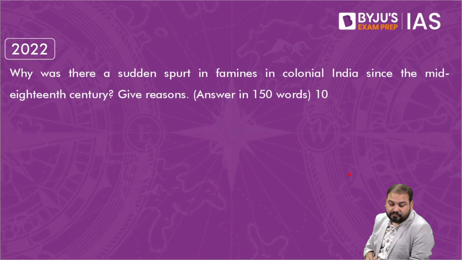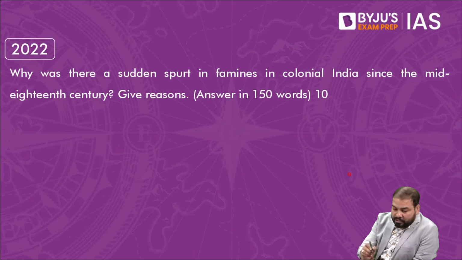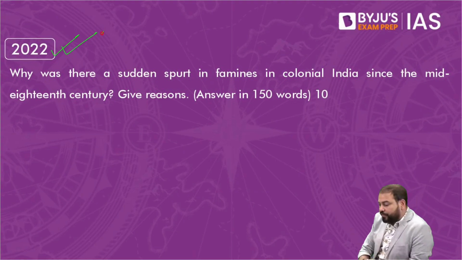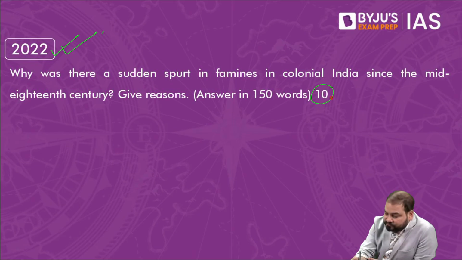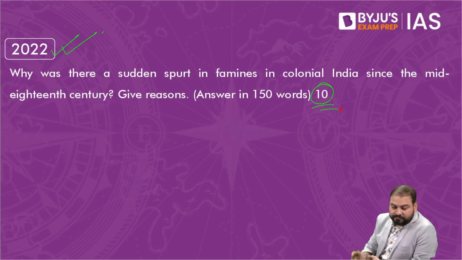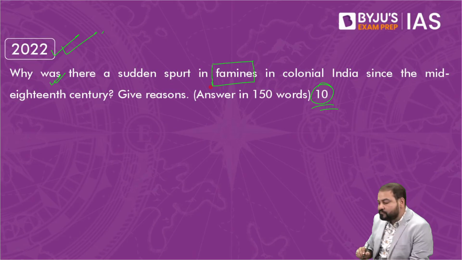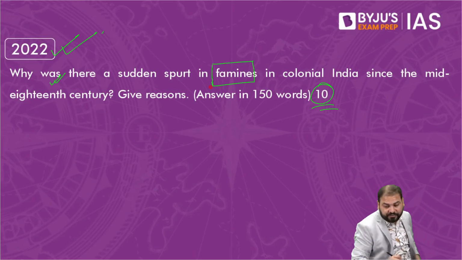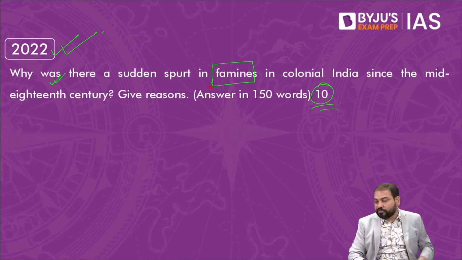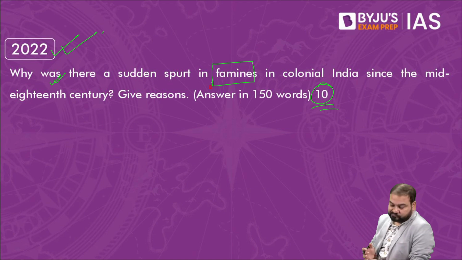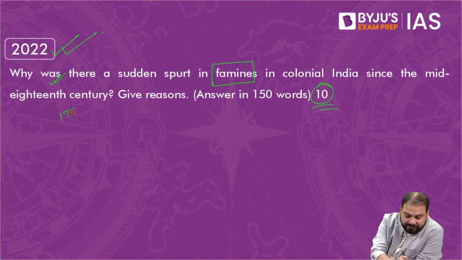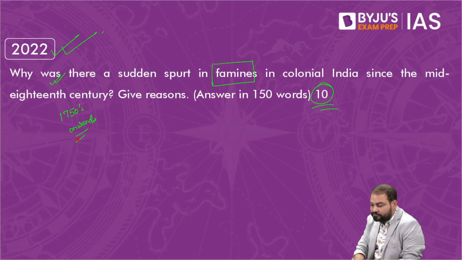Okay, start. Everyone, please see the 2022 question, that is last year's question, a 10 marker question. The question is related to famines. We have studied this last week. Think about this. See, first of all, mid 18th century means 1750s onwards.